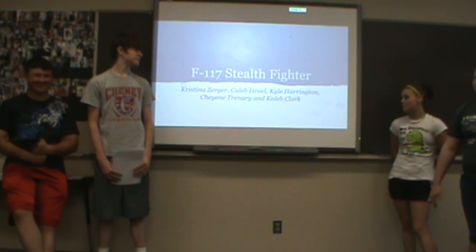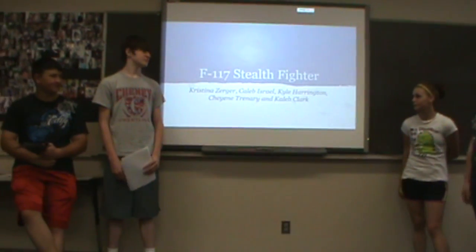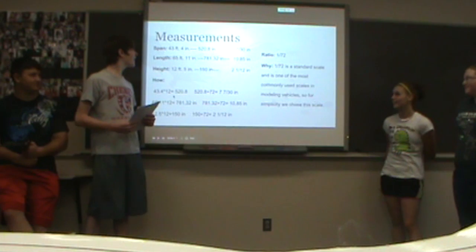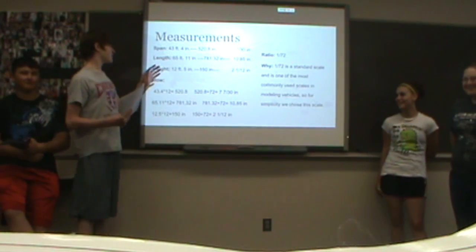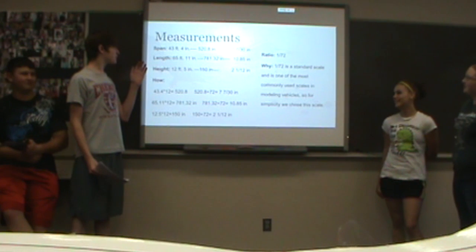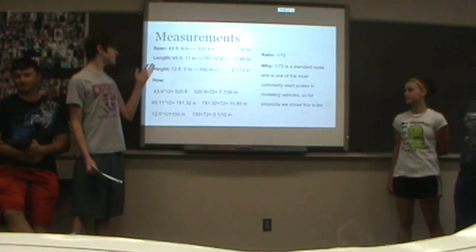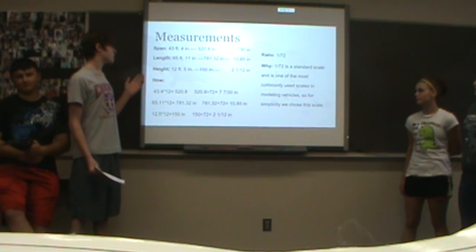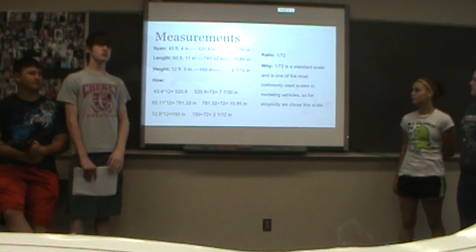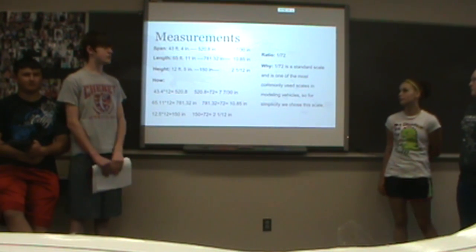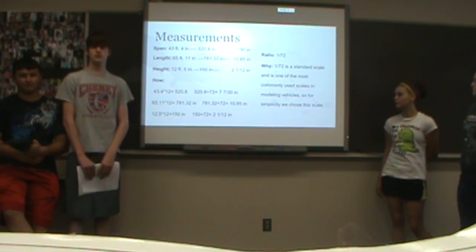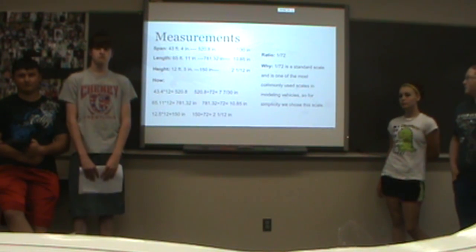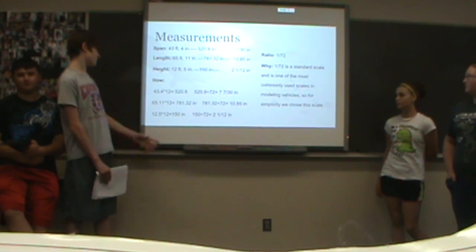So this is our presentation over our F-117 stealth fighter. We found the original measurements of the airplane: 43 feet 4 inches, 65 feet 11 inches for the length, and 12 feet 5 inches for the height. And I believe we just converted those down by multiplying by 12 to get it into inches and then dividing by 72, which was our ratio. We just used 1/72 scale because it's a standard scale for modeling. There's our math for that.